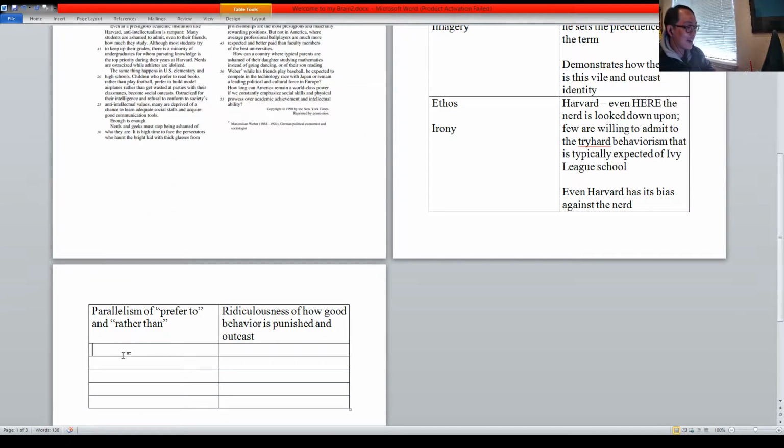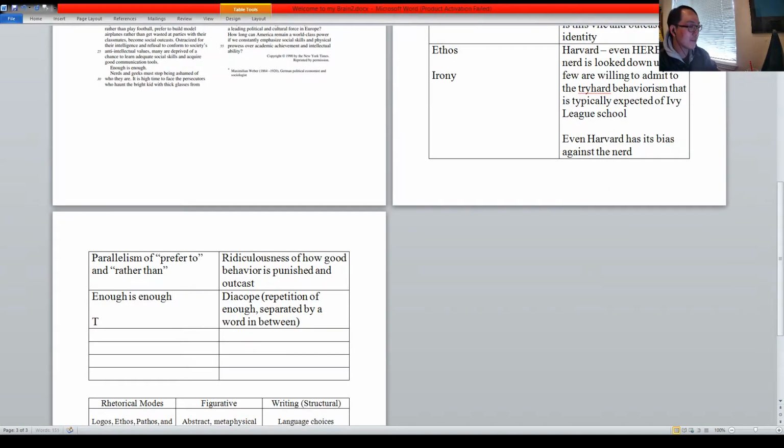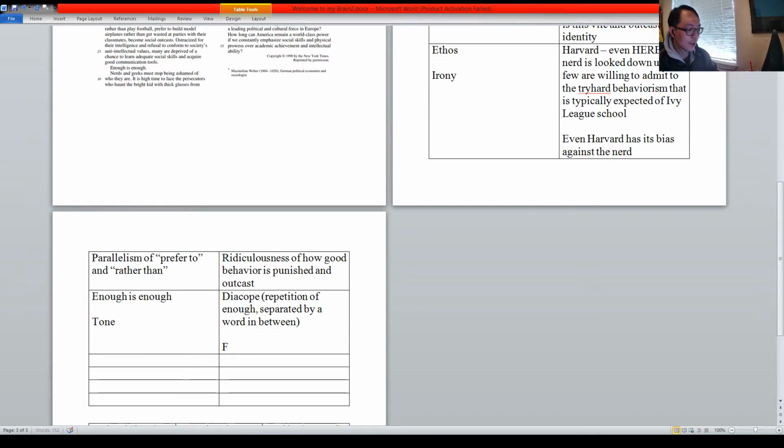Enough is enough. Now, if you're part of my advisory group, we had this thing called Diet Coke, and this is exactly what it is, right? It's a repetition of enough separated by a word in between. It's a form of repetition, and repetition is basically like tautology, where we have an emphasis on this idea of enough is enough. The author is almost showing a tone of frustration, like, how dare they? So we can even put tone here. It shows frustration through their emphasis.